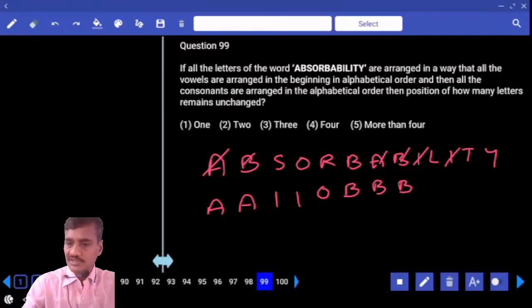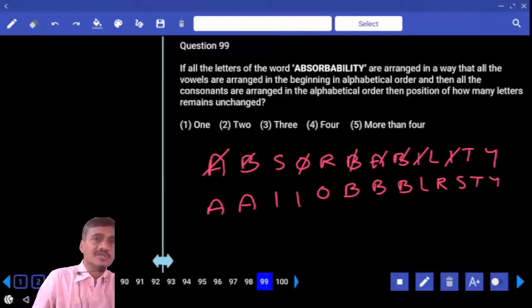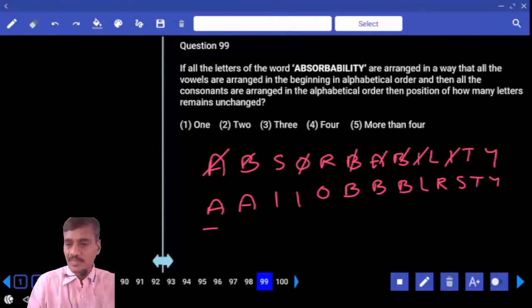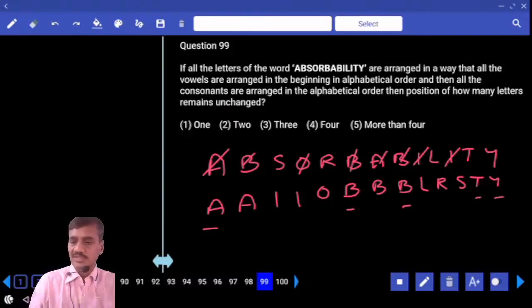After these 3 B's, what is the next thing? Next L. L is there, then after L comes R, then S, T and Y. Now tell me how many letters remain at the same place. A remained at the same place, this B remained at the same place, and next T and Y remained at the same place. So how many do we have? More than 4, that is the choice. Fine.